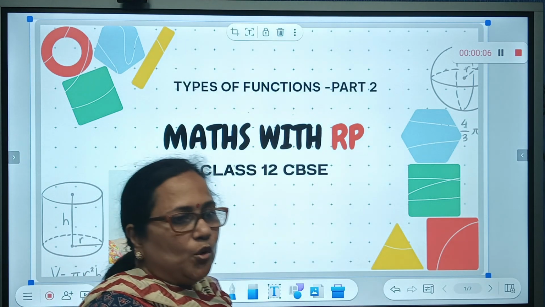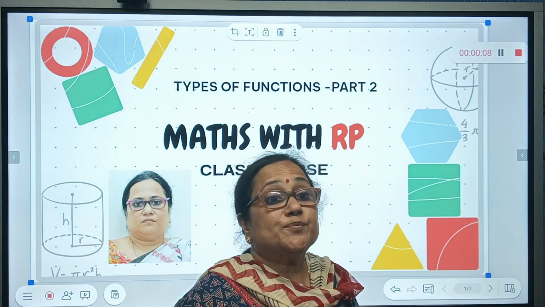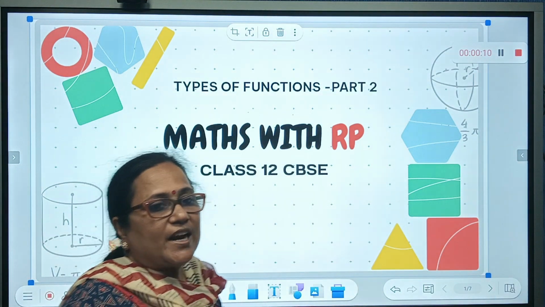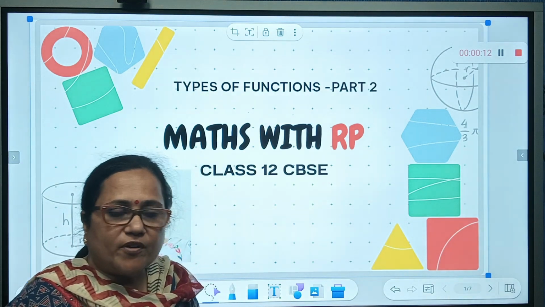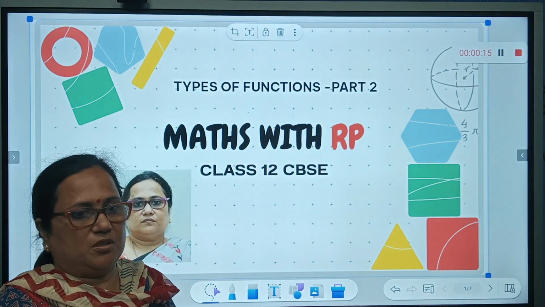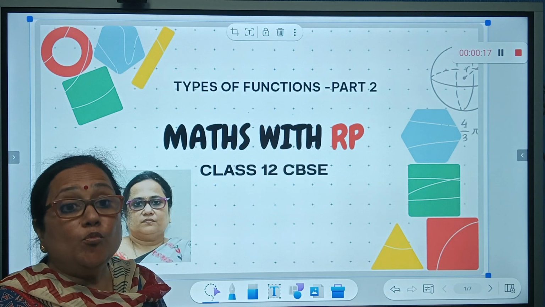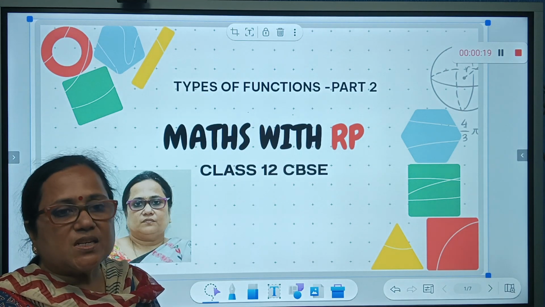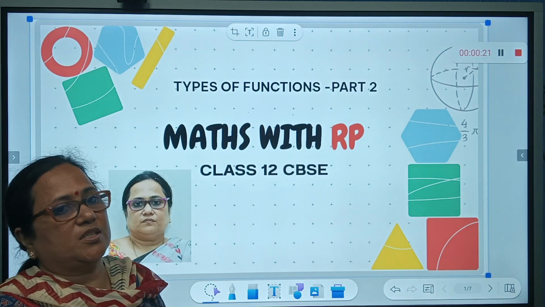In the earlier video, we had started with types of functions and we tried to understand what is an onto function and what is a one-to-one function. Now we are going to do a few more problems to understand surjectivity and injectivity.